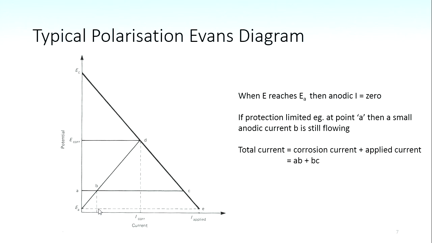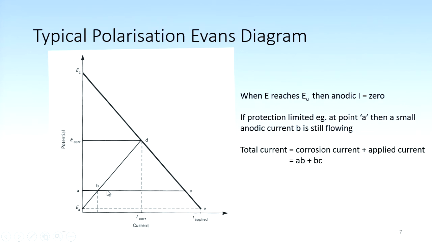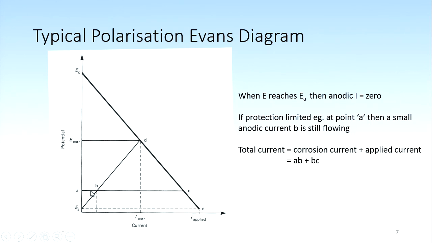The more current that you apply to the system, BC, the more expensive it gets. And the more possible problems you have interfering with neighbouring systems and so on. We'll talk about that later on. So even going down to this potential here, we've made a significant drop in the corrosion current, which will significantly extend the life of the pipe.